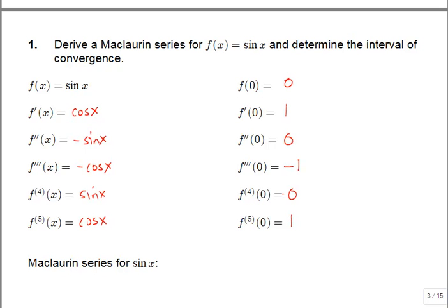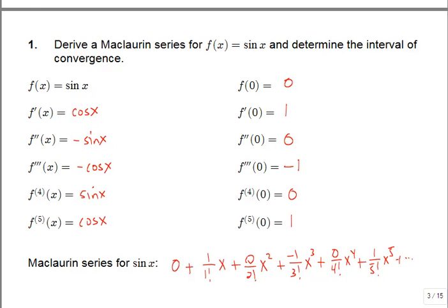So the Maclaurin series for sine of x is going to look like this: the very first term, which is just a 0, plus the first derivative divided by 1 factorial times x, plus the second derivative over 2 factorial times x squared, plus the third derivative divided by 3 factorial times x cubed, plus the fourth derivative over 4 factorial times x to the fourth, plus the fifth derivative over 5 factorial times x to the fifth, and so on.